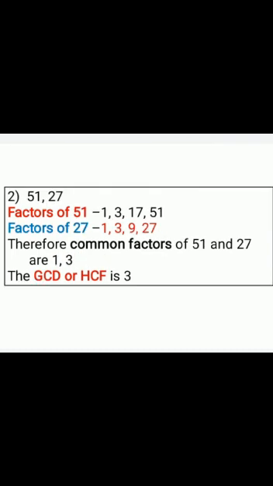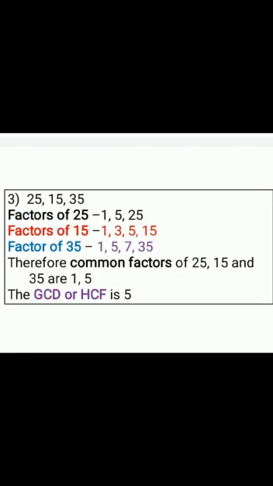The second example, 51, 27. Here again, first you are going to find out the factors of 51, or the divisors of 51. So, the factors of 51 are 1, 3, 17, 51. And the factors of 27 are 1, 3, 9, 27. Then from the factors of 51 and 27, you are going to find out the common factors. The common factors of 51 and 27 are 1, 3. So, the GCD or HCF of 51 and 27 is 3.